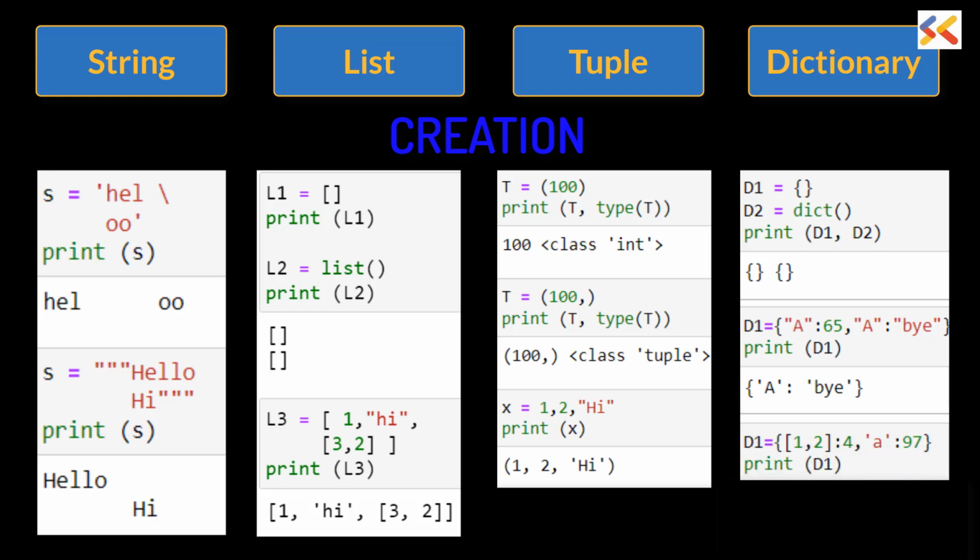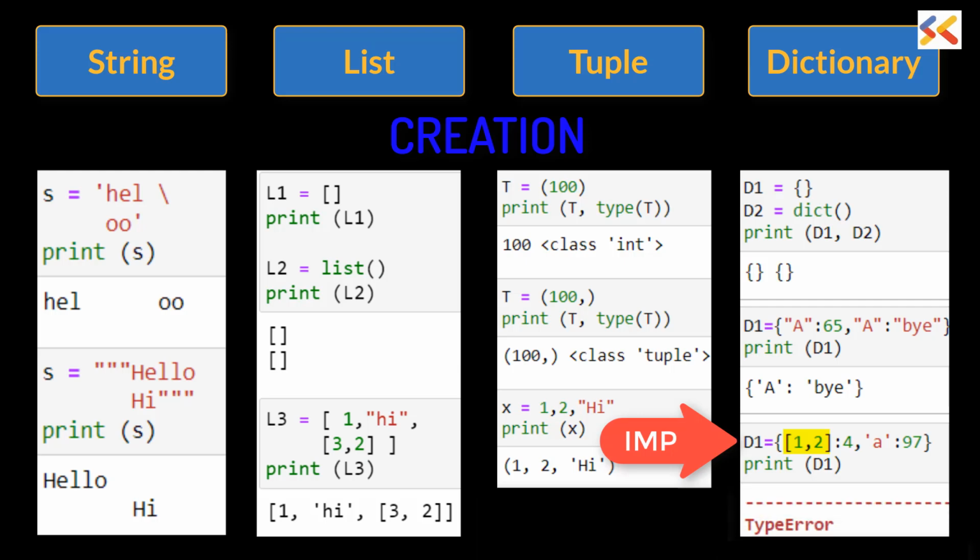Next important thing is that keys can never be mutable type, means it cannot be list or dictionary. Since keys are unique and are used to retrieve values, keys cannot be allowed to change. If you give list as key, it will give key error. However, list and dictionaries can be values in dictionary.